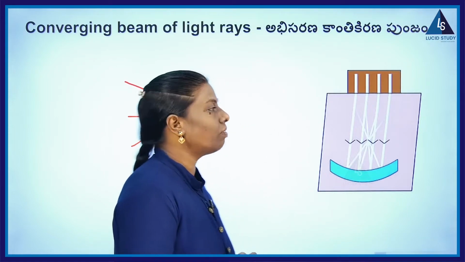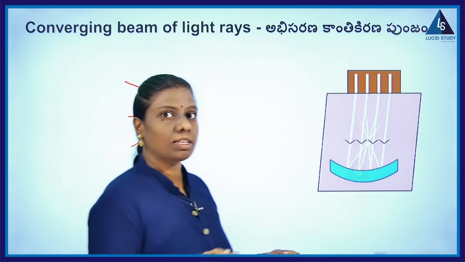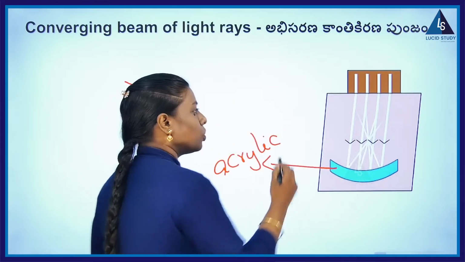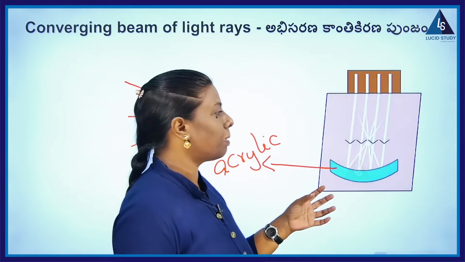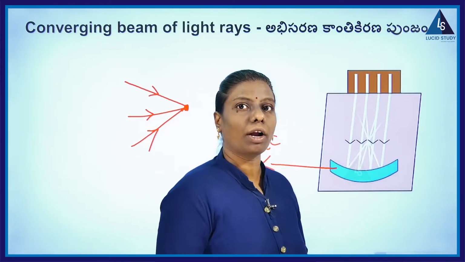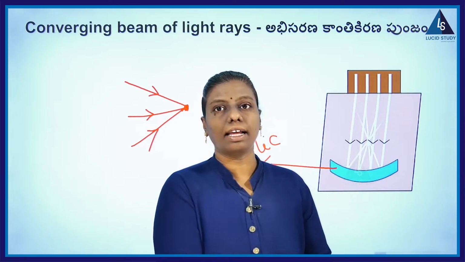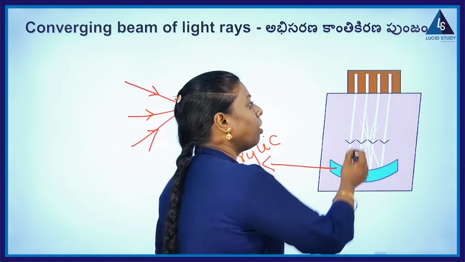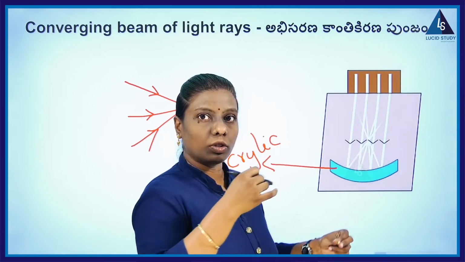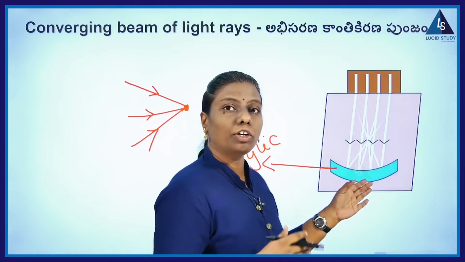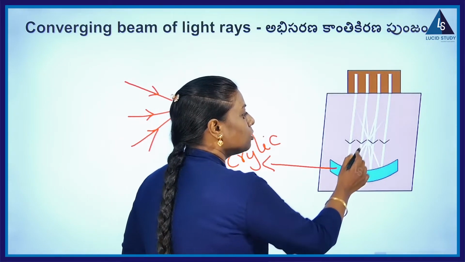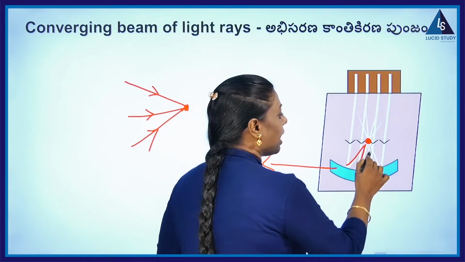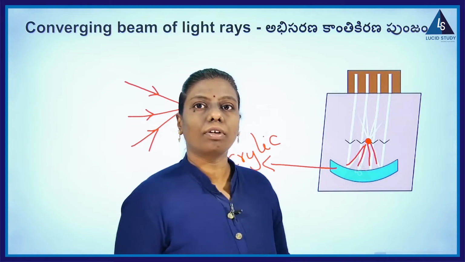To find the converging beam of light rays, in the previous experiment we did the arrangement already, right? In the same experiment, place the acrylic mirror. When you place the acrylic mirror, the light rays fall from the cardboard onto the wooden plank and bounce back, and when they bounce back, they meet at a point. This we call a converging beam of light rays.